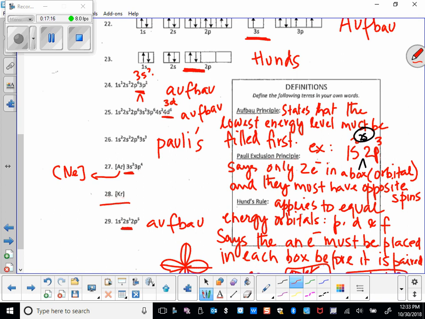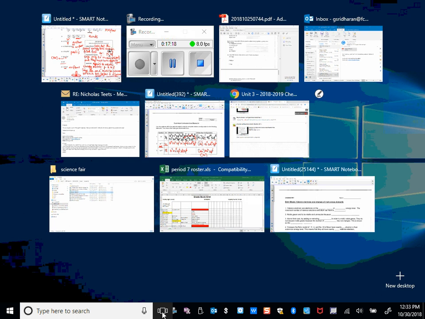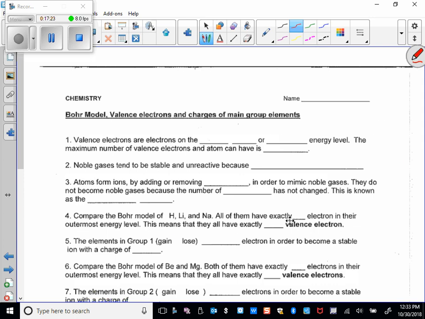The next thing we're going to do is we are going to talk about Bohr model, valence electrons and charges of the main group. Are we good?